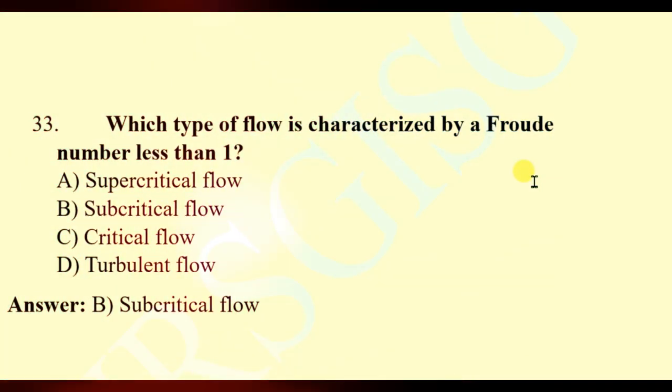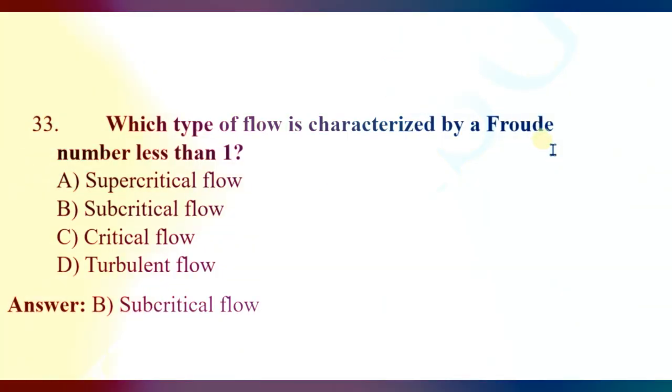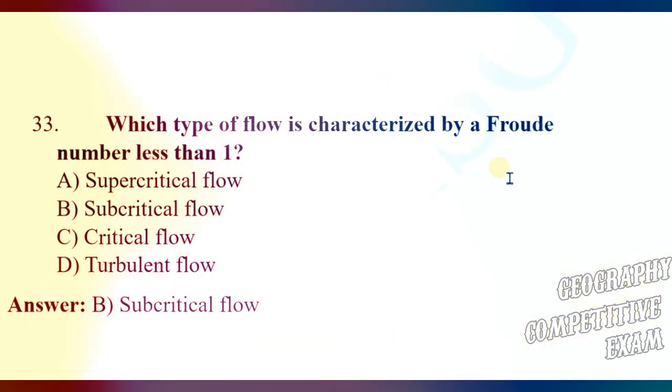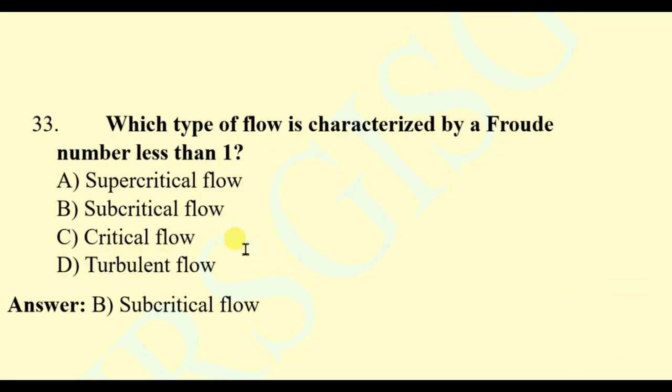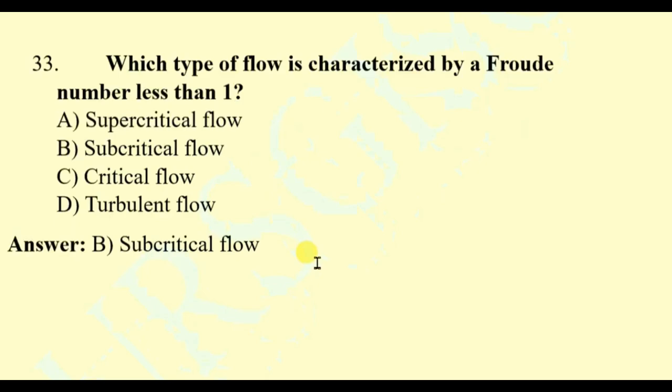Supercritical flow, subcritical flow, critical flow, turbulent flow. Here the correct answer will be subcritical flow. More than 1 will be supercritical flow and 1 will be critical flow. But here the turbulent flow is not actually known by the Froude number. Turbulent flow is known by Reynolds number.